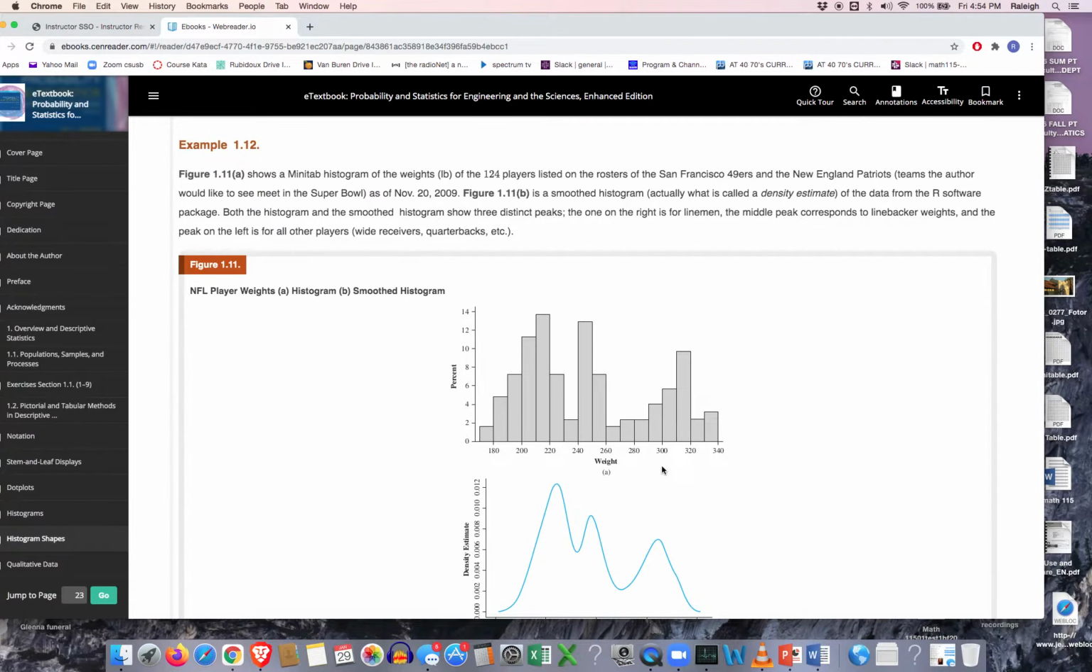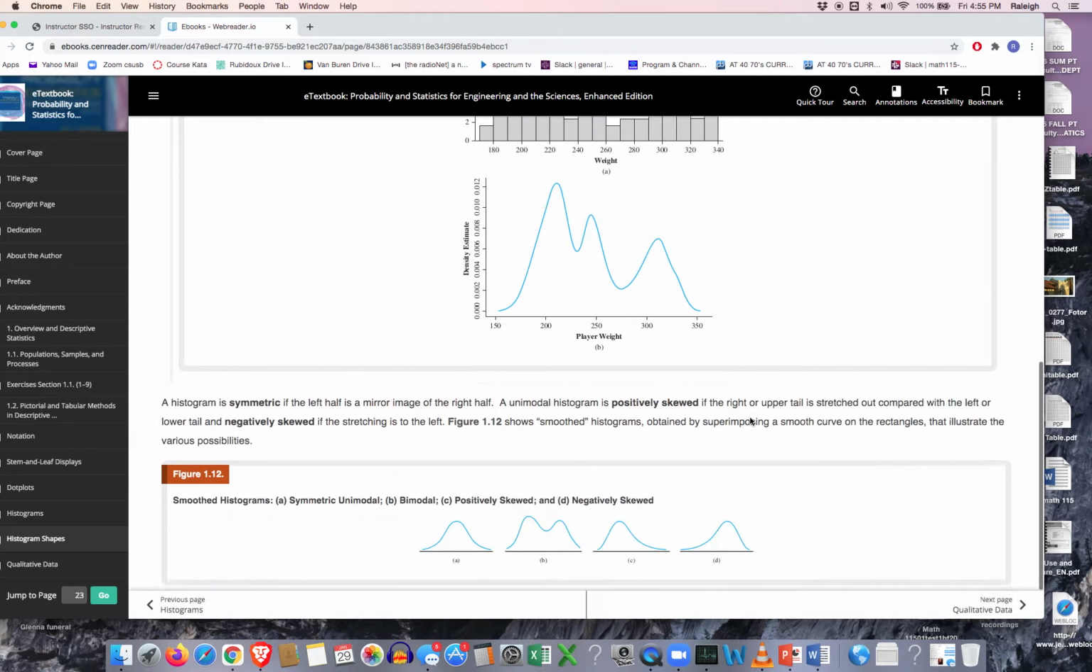And here we have several. They have used a computer program, and they've found what the curve could look like from this data. And we see there may be even three peaks, three distinct peaks. And this happens to be the players listed on the rosters back in the Super Bowl of 2009. It's smoothed out, and it's the weights. And we have three different types of positions that have linemen, that's the heavier ones. The linebacker weights are in the middle, and the other players, all the other players, quarterbacks, wide receivers, they don't tend to be quite as heavy, so they're over here. So you've got three peaks here. I didn't even know that.